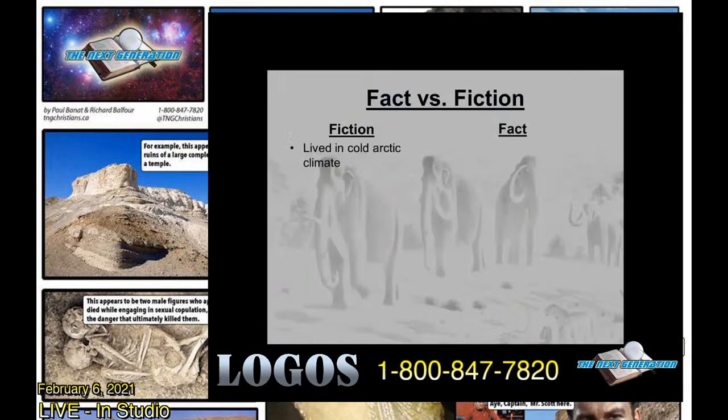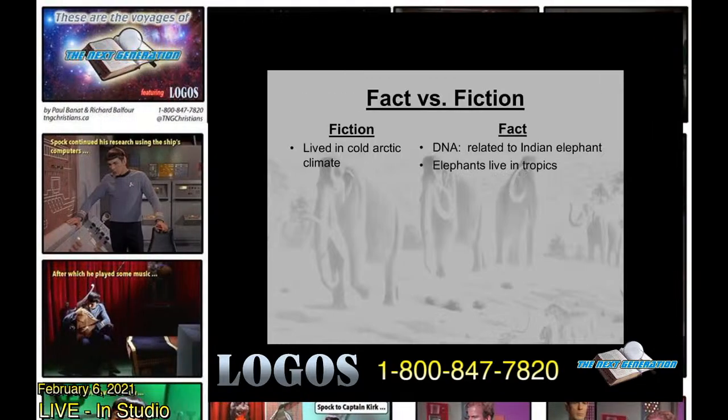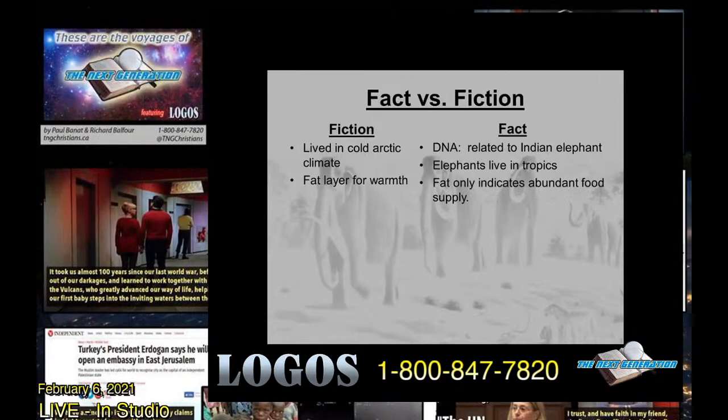Most assume mammoths are adapted to the cold. However, studies of recovered DNA fragments show mammoths to be closely related to the Indian elephant. Many mammoths are found with heavy layers of fat, assumed to be for insulation. However, fat only comes from caloric intake. Fat is an indication of ample food supply that the Arctic does not provide. Arctic herbivores today have little fat.